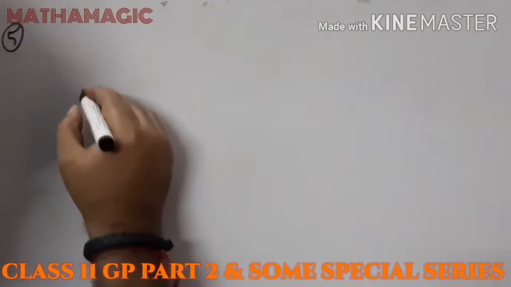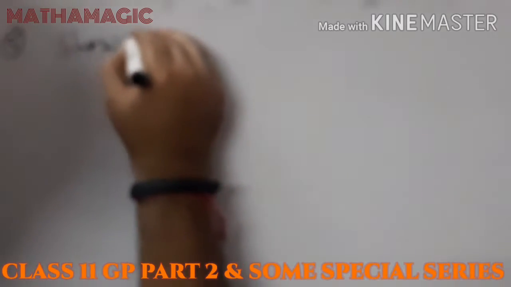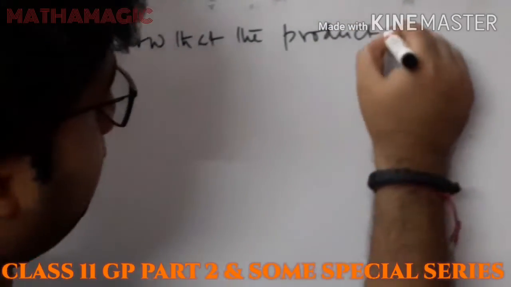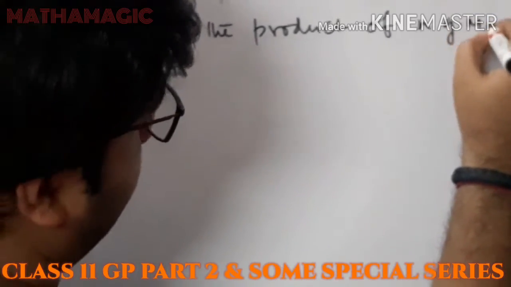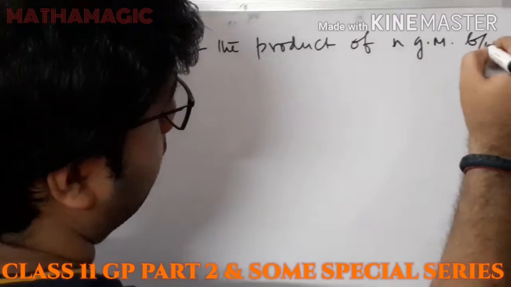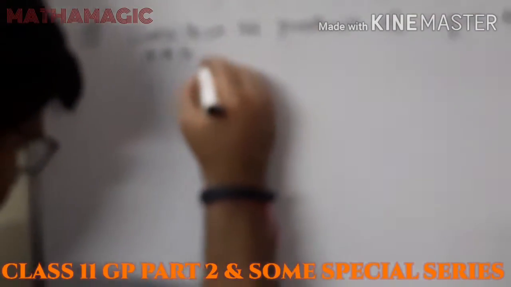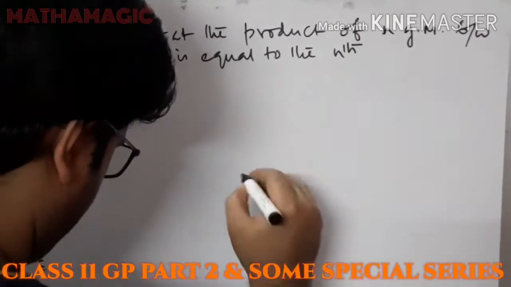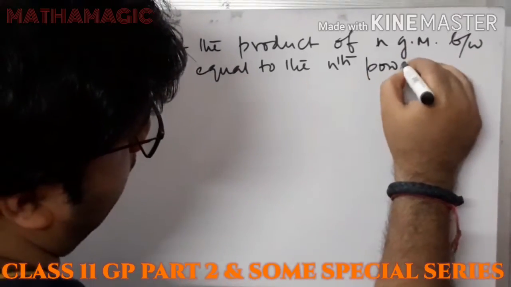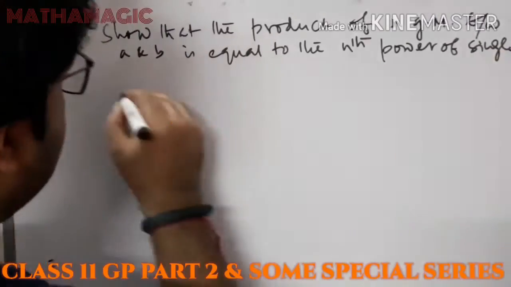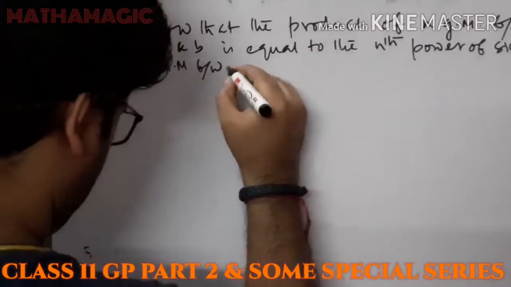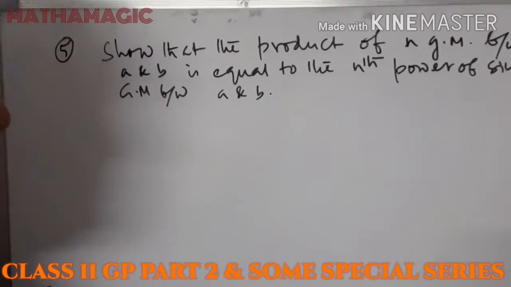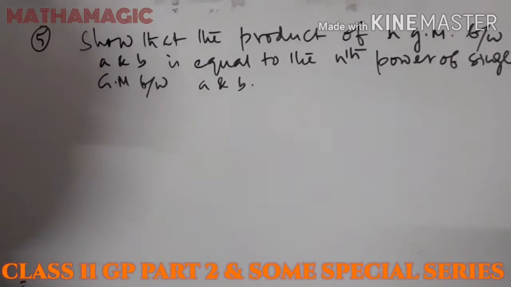In the next problem, it is stated: show that the product of n geometric means between A and B is equal to the nth power of the single GM between A and B. Now we have to show that the product of n GMs between A and B is equal to the nth power of a single GM.